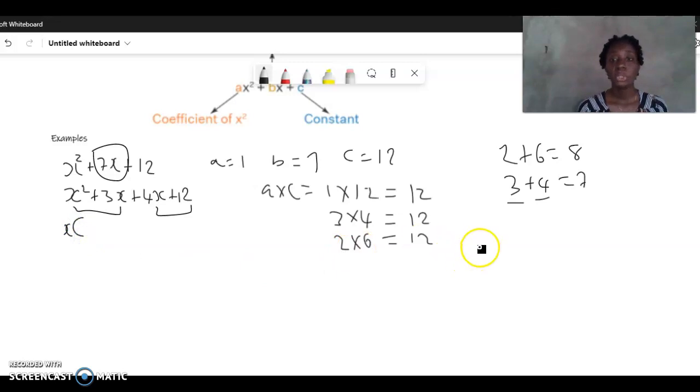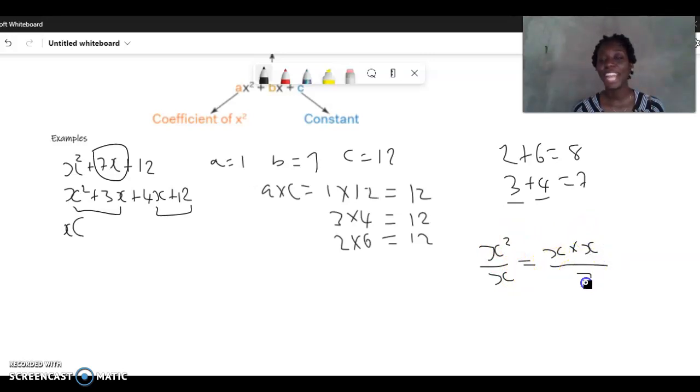So x squared divided by x. I can expand x squared to have x times x over x. I can get 1x out of the denominator, and I can get 1x from the numerator, and that will yield x. So factoring x out of x squared, my result will simply be x.